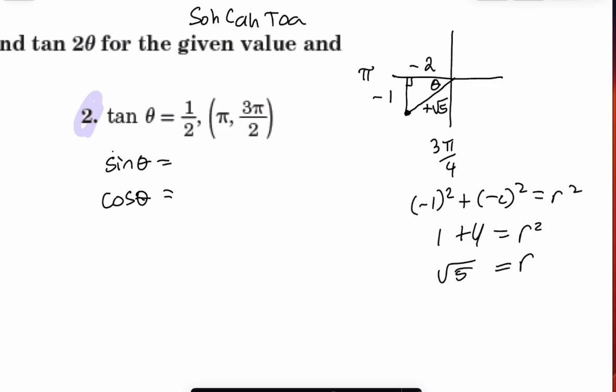I already was given the tangent, but sine is opposite over hypotenuse. Now let's rationalize that. So that would be negative square root of 5 over 5. Let's do the cosine. That would be negative 2 over radical 5, which is negative 2 radical 5 over 5. Okay, so we have the sine, the cosine, and the tangent.